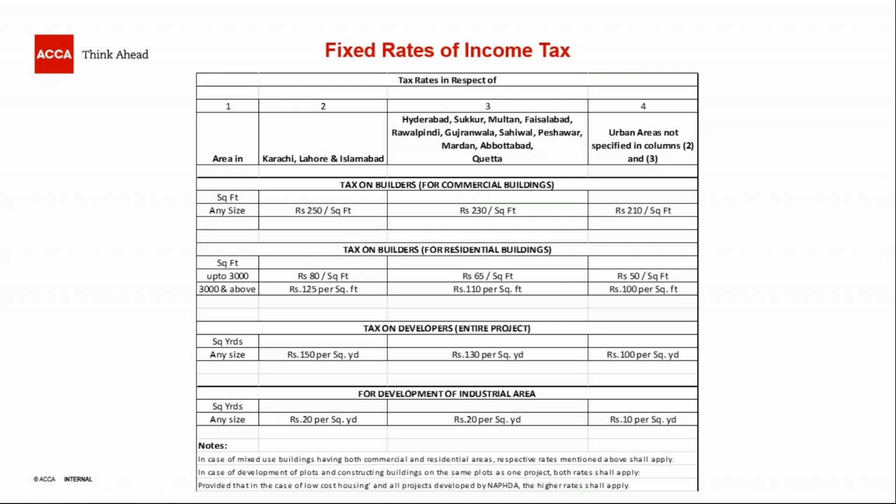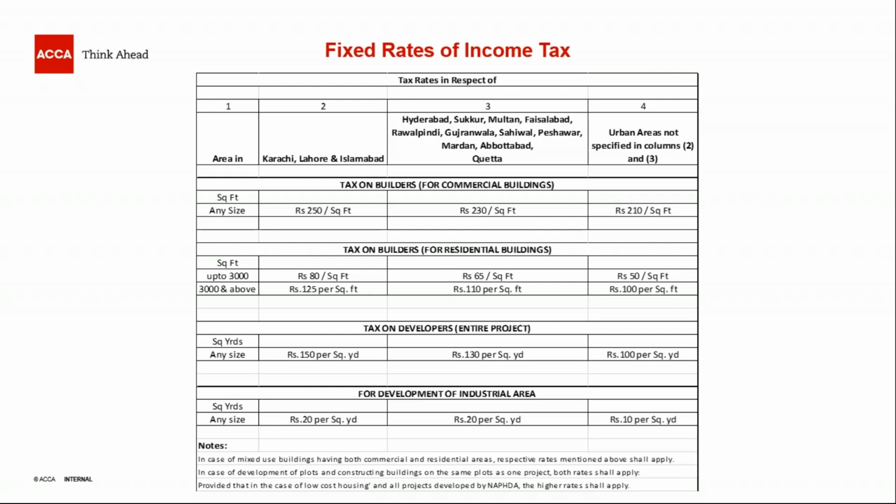Whereas the tax for builders for any residential building that they build up to 3,000 square feet in Lahore, Karachi, Islamabad, it would be only 80 rupees per square foot. And for 3,000 square feet and above, it would be 125 rupees per square foot. Whereas for the cities in column 3, up to 3,000 feet size of residential building, it would be only 65 rupees per square foot. Whereas for 3,000 feet and above, that would be about 110 rupees per square foot.